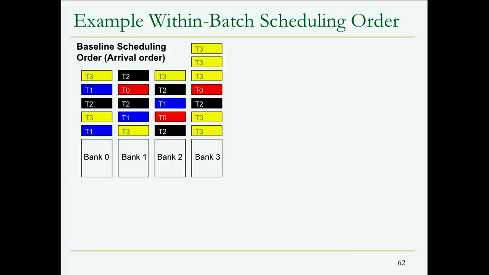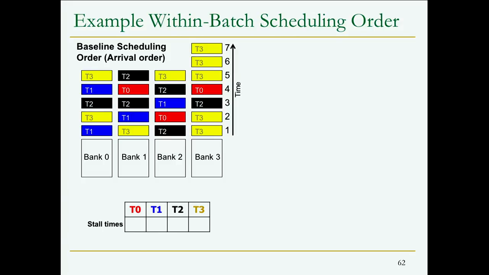Okay, basically this is the baseline scheduling order. I'm going to assume first come, first serve, because there's no row buffer over here. If you look at the baseline, and let's assume again abstract time, ignore all of the bus overheads, it's really bank access latencies. Basically, how long does thread 0 stall for these requests within the batch?